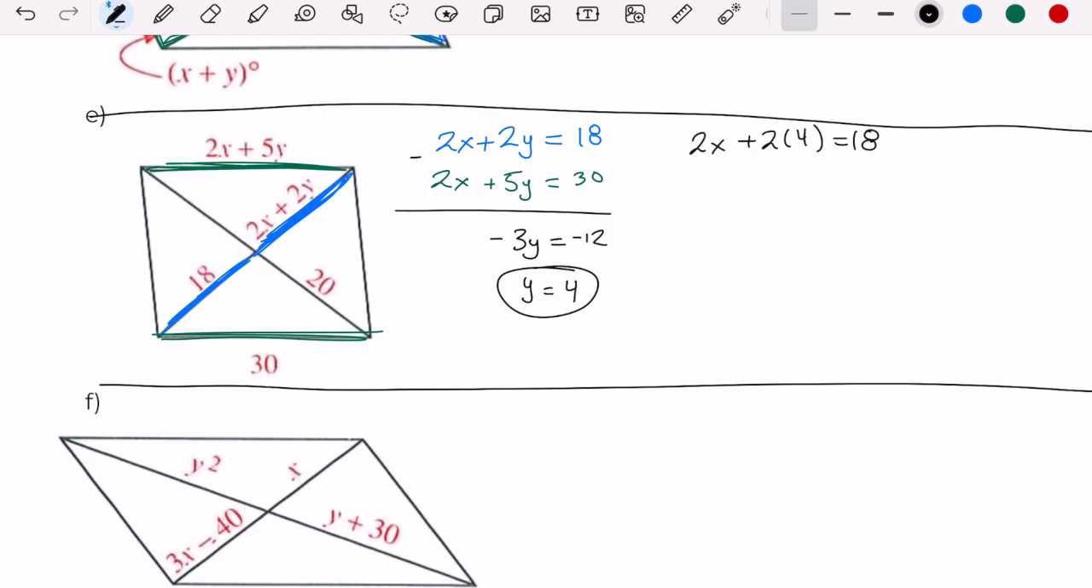Now you plug it into an equation, so that is 2x plus 2 times 4 equals 18. So 2x plus 8 equals 18. So 2x equals 10. So x equals 5. And that is the solution of this problem.